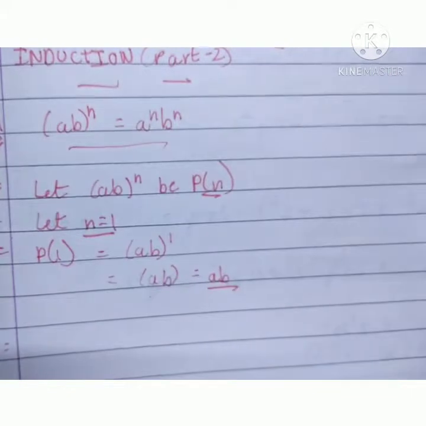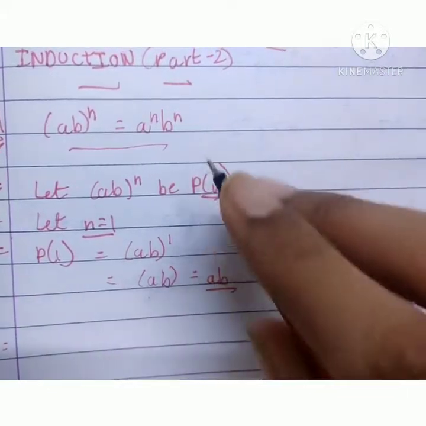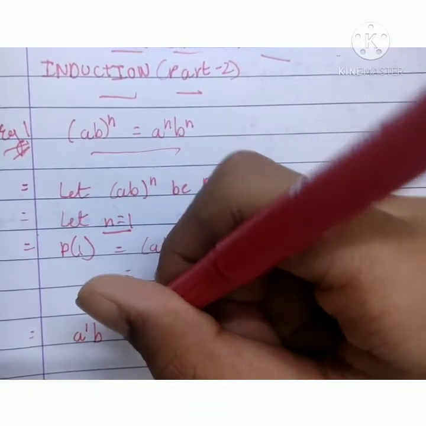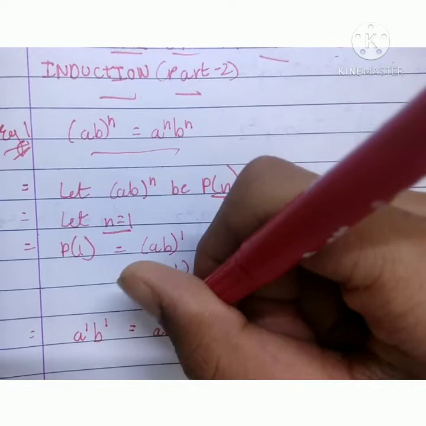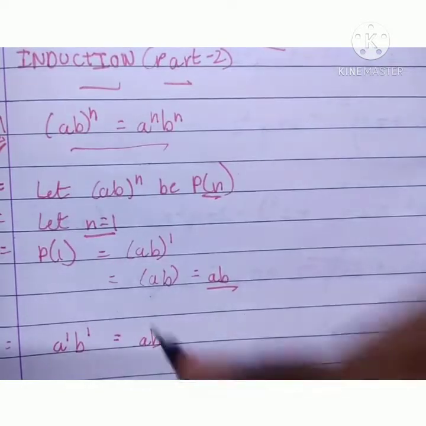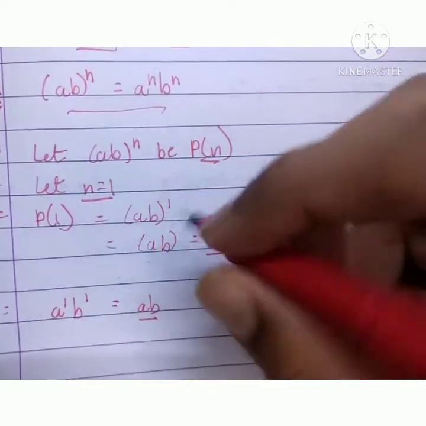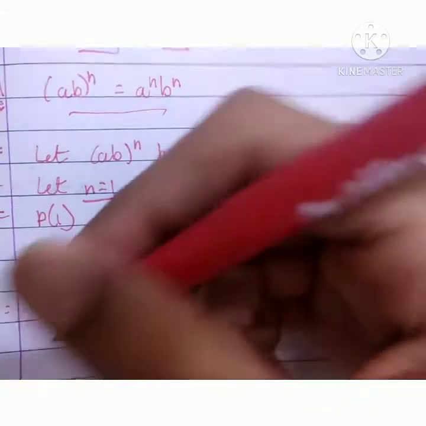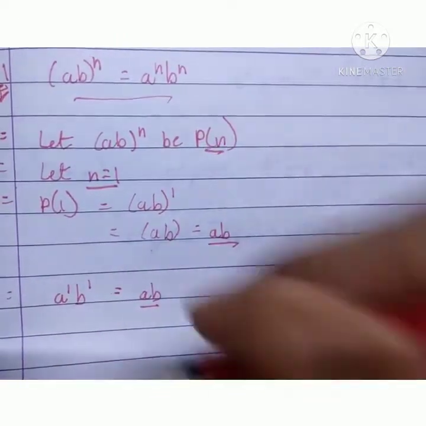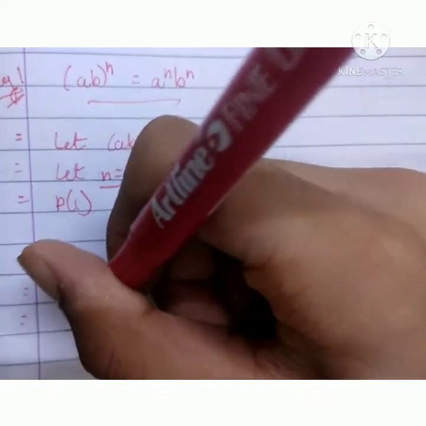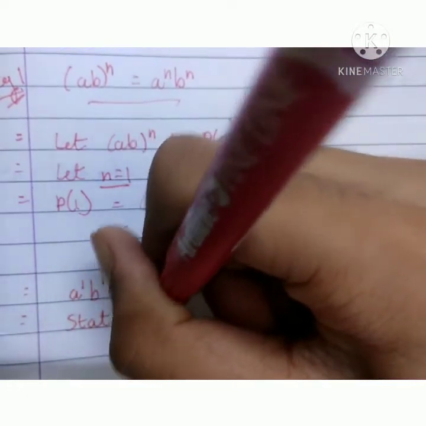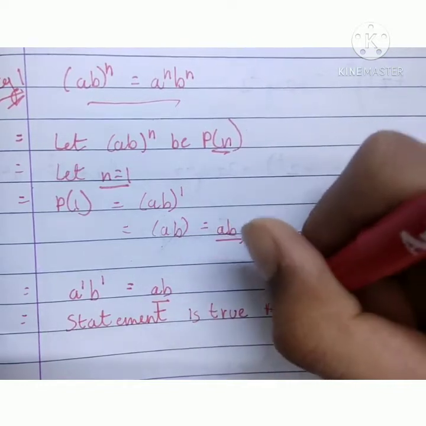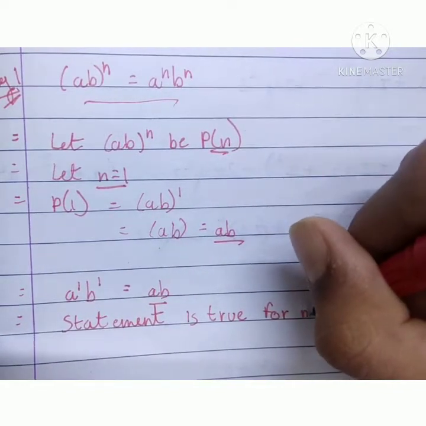Now let's substitute n equal to 1 in the right side of the formula also. It gives us a raised to 1, b raised to 1, which again is a and b. So when n is equal to 1, LHS is equal to RHS, which means our statement is true for n equal to 1. Let me write it: statement is true for n equal to 1.